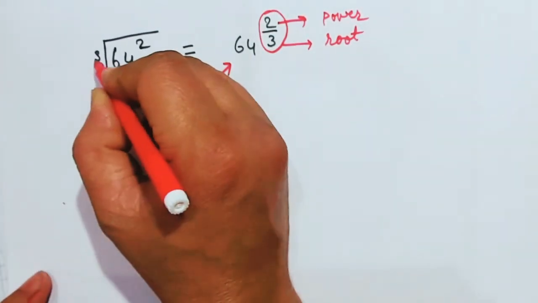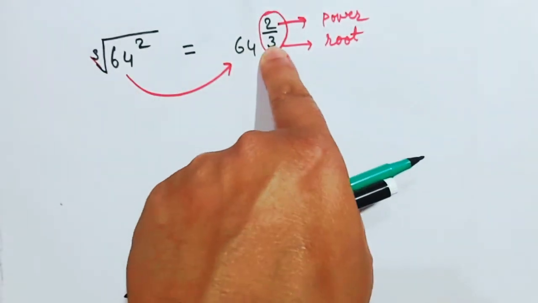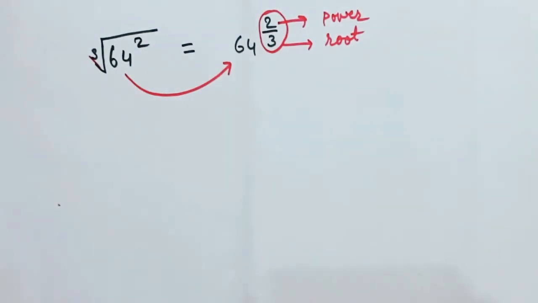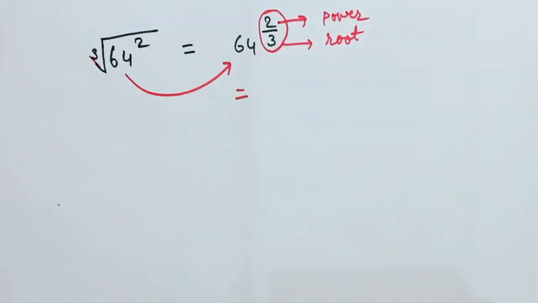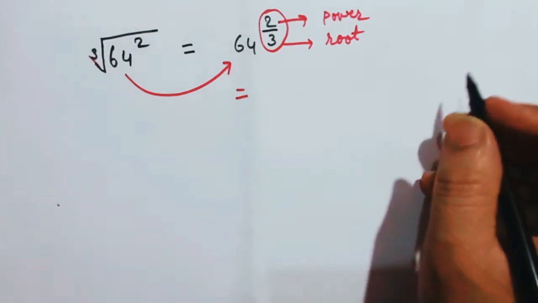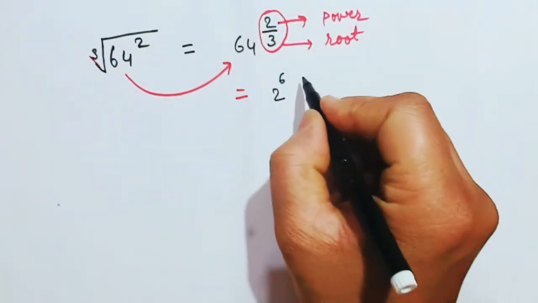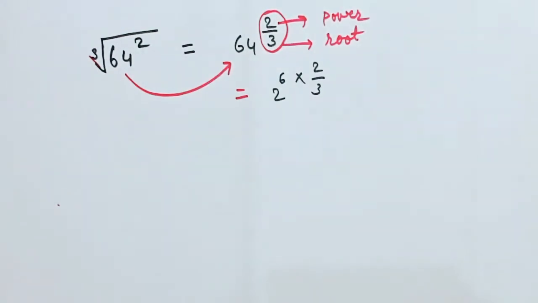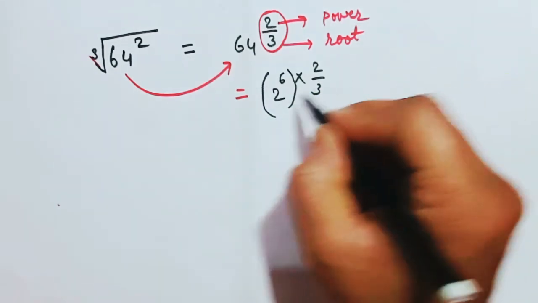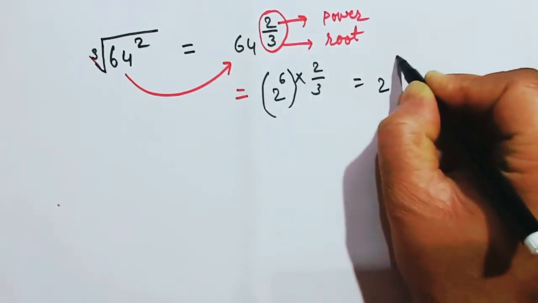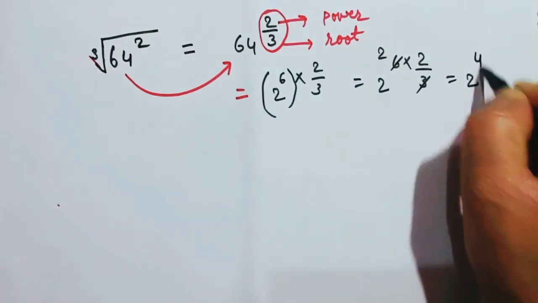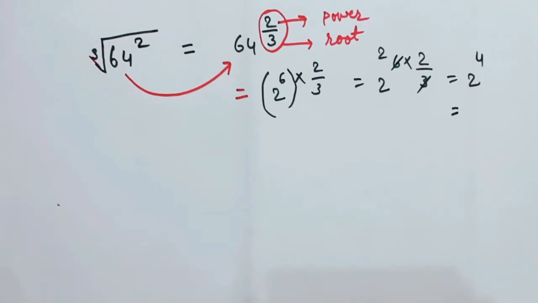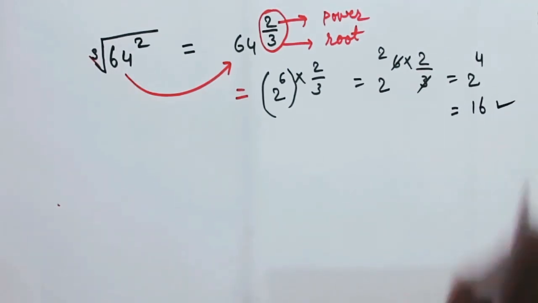Simply bring the root at its denominator. Clear? Now let us solve them. If they have given you, for example, this sum, you can convert it as 64 to the power 2 by 3. 64 is not in its prime number form, so 64 can be written as 2 to the power 6, multiplied by 2 by 3. When you multiply 6 into 2 by 3, 3 2s are 6, and you get 2 to the power 4. 2 to the power 4 means how much? 2 times 2, 4, and 4 4s are 16 as your solution.